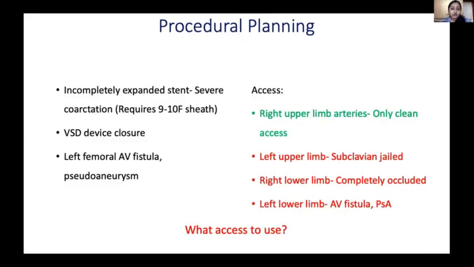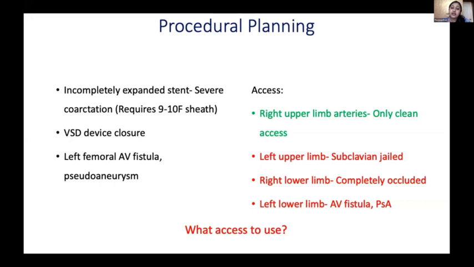So we had to address a few issues in this patient. The first being the incompletely expanded stent leading to severe coarctation, and restenting this would require a 9 to 10 French sheath at least. We had to do a device closure of the VSD at the same sitting and also address the left femoral AV fistula and pseudo-aneurysm.